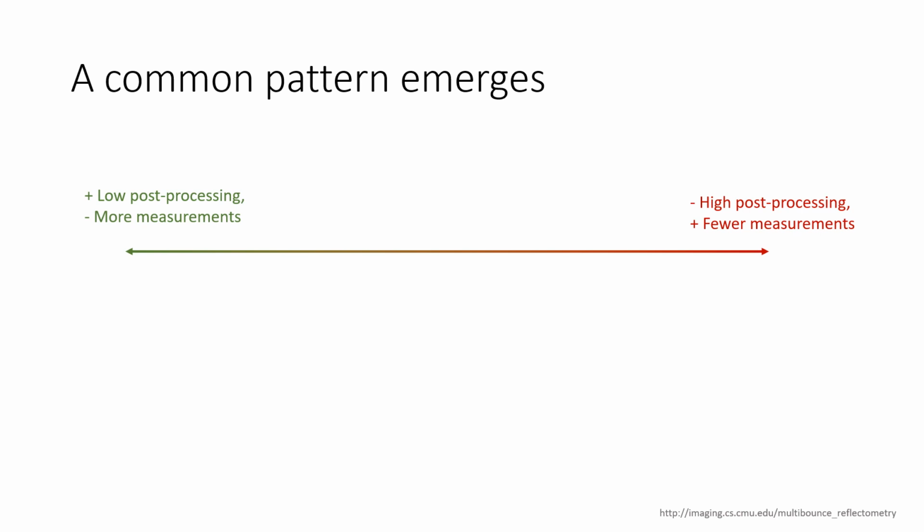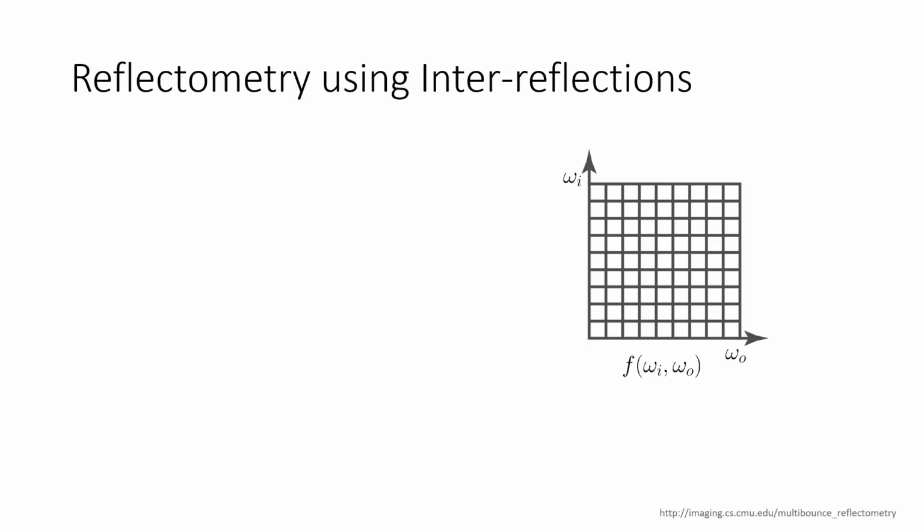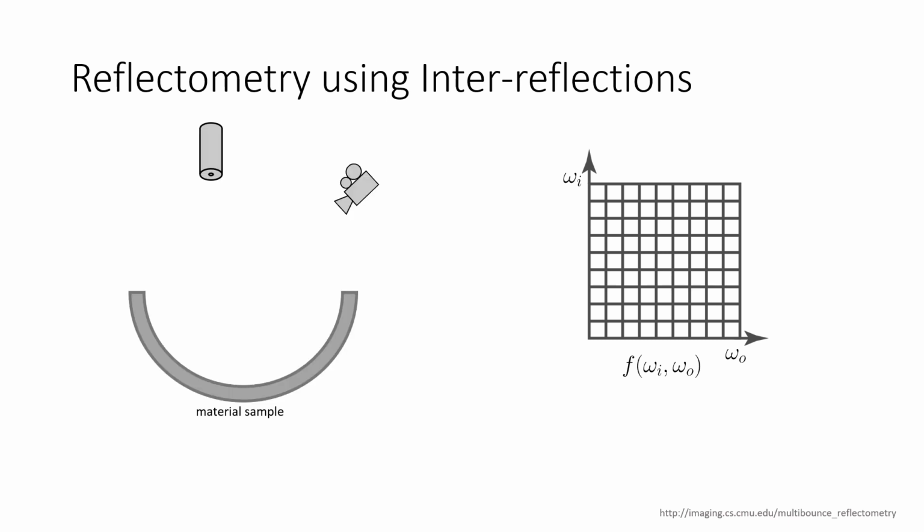Qualitatively, we can categorize reflectometry methods on a spectrum that trades off number of measurements with computational complexity. In this spectrum, existing methods almost exclusively occupy the left side. This motivates the following question. Can we devise a reflectometry method that is on the other end of the spectrum, allowing high fidelity BRDF recovery from very few measurements at the cost of increased computational processing? Our main goal in this work is to show that this can be achieved by moving away from the single bounce assumption and taking advantage of interreflection effects.